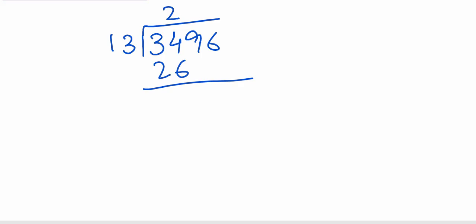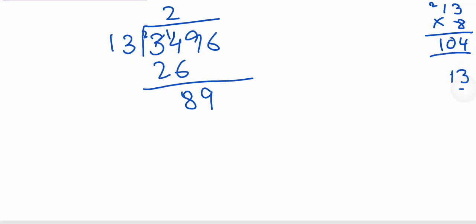So 34 minus 26 is 8, and 9 will get down. Then now we have to see where 89 comes. Let's try 13 multiplied by, we know that 13 10 times is 130. We need something less than 130, so let's multiply it by 8. 8 3 times is 24. 8 1 times is 8. It is 104. That is greater. Let's do 13 7 times.